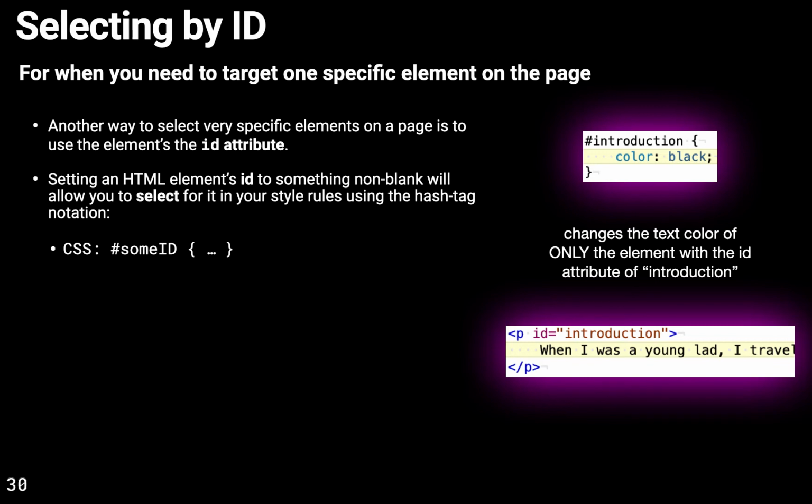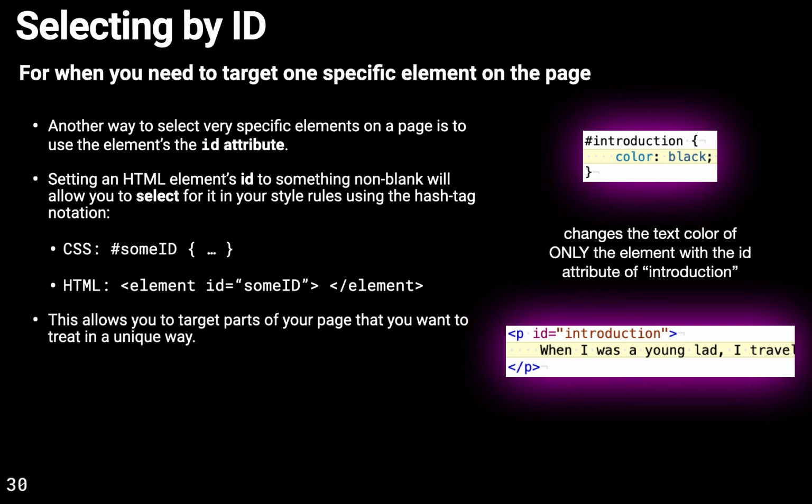The notation is the hashtag before the ID, and then again, you set your style rules. In the HTML segment, you do have to set the attribute of whatever element you want to have this ID. You have to set that before you can use it in CSS land. I know that's obvious when we lay it out, but that's something that you will need to put on your to-do list if you're going to use IDs like this.